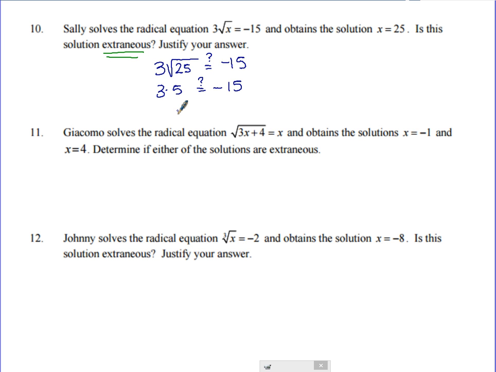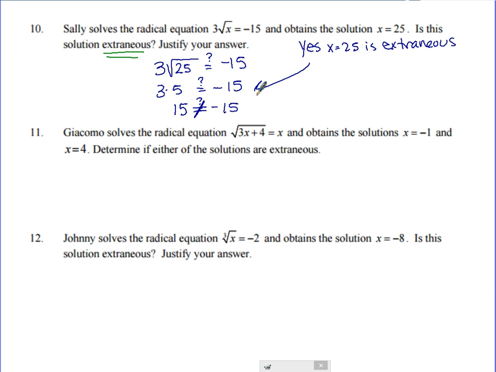Well, 3 times 5 is 15, and is that equal to negative 15? And the answer is no, they are not equal. So that tells me that this is an extraneous solution. It doesn't make my equation true. So is the solution extraneous? Yes, it is extraneous. X equals 25 is extraneous.